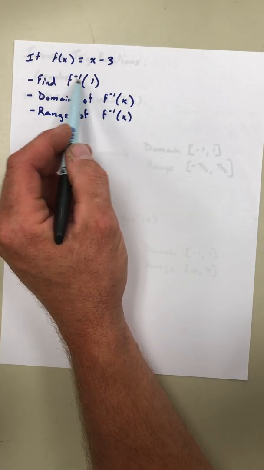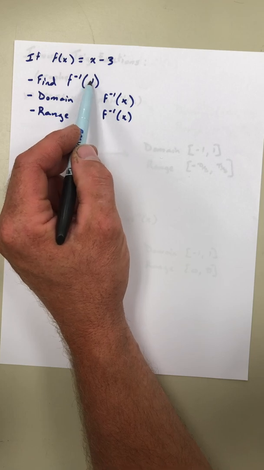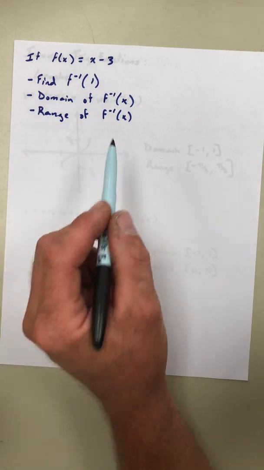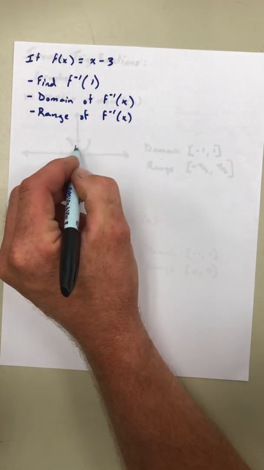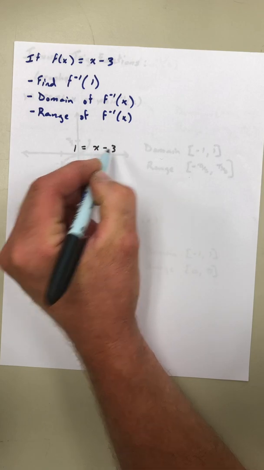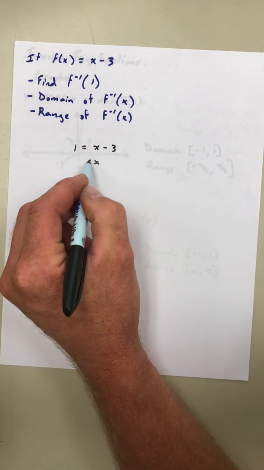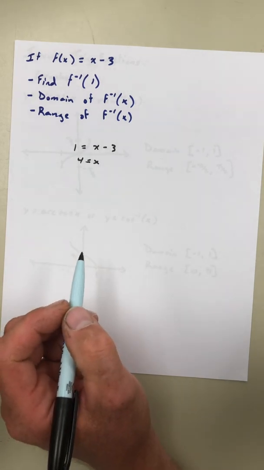To start, if we're looking for f inverse of 1, we know that they're giving us the y value instead of the x value. So if I replace my y's with 1, that gives me 1 equals x minus 3. I can go ahead and solve for x, so x is going to equal 4.